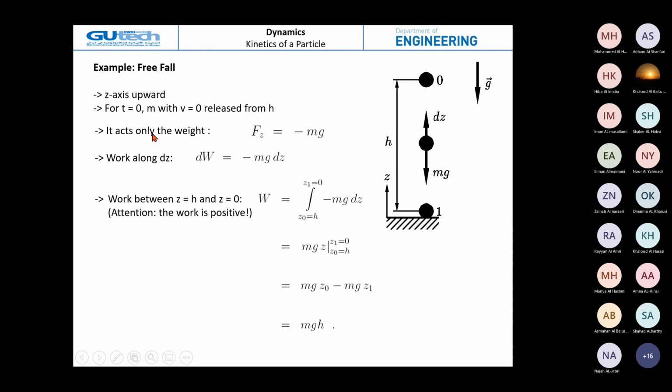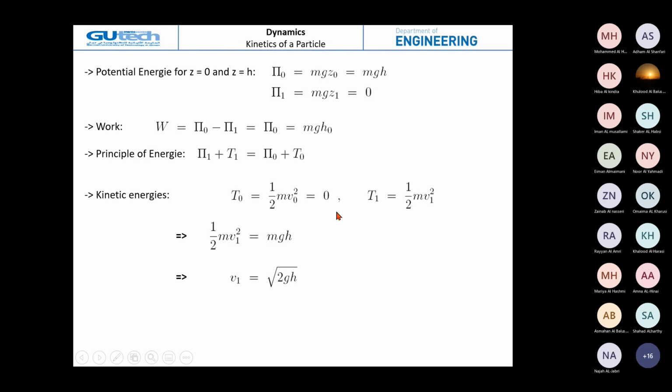Now only the weight acts, of course, as in the previous one. The difference now is that Fz will be minus mg, as it's opposite to the z direction. The work along dz, dW, is minus mg dz. The integration will give the work between z equal to h and 0, and then we get the work, which is equal to mgh.